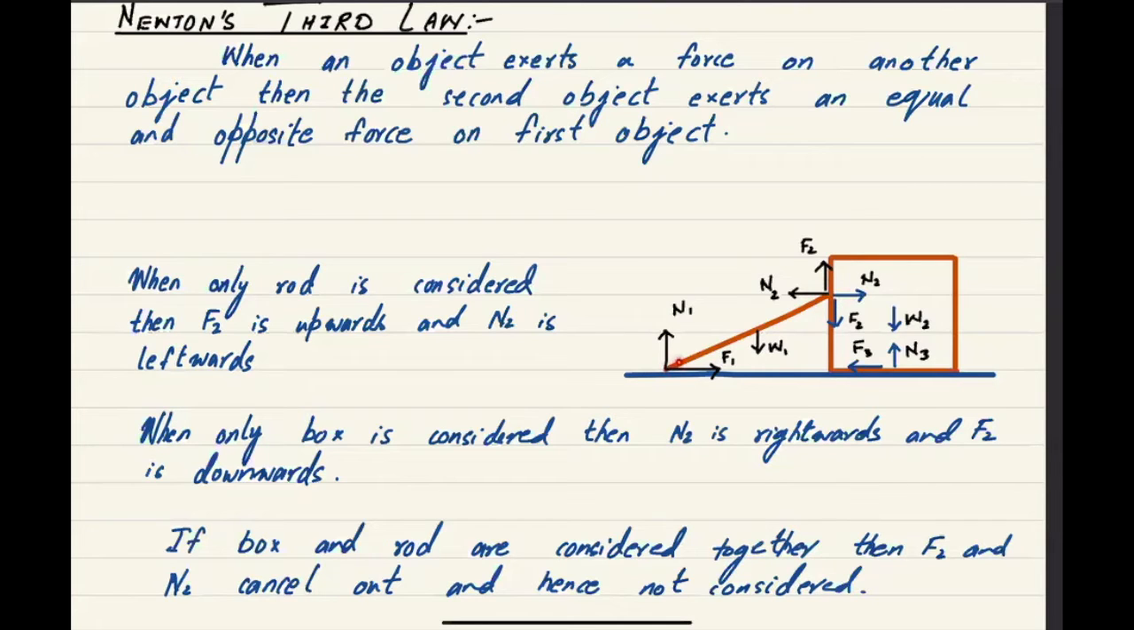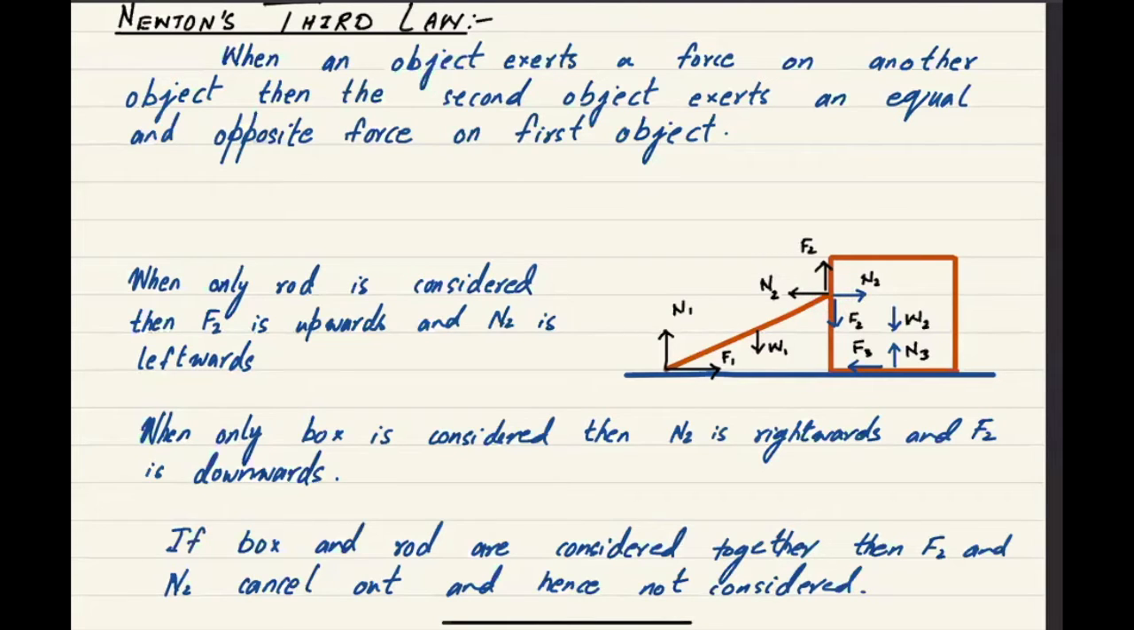While considering an individual object, when you consider the rod, you will consider the frictional force to be acting upwards, and the normal reaction to be acting leftwards. Likewise, if you take forces on the box only, then you will take the normal reaction rightwards and the frictional force on the box acting downwards. But when you take the rod and the box together, then you will ignore all of these four forces. That's our more important point here.